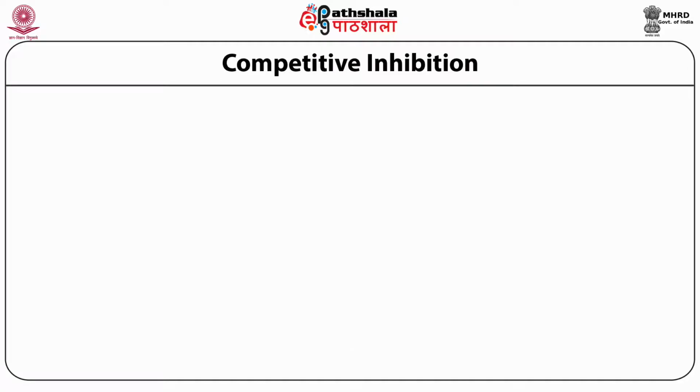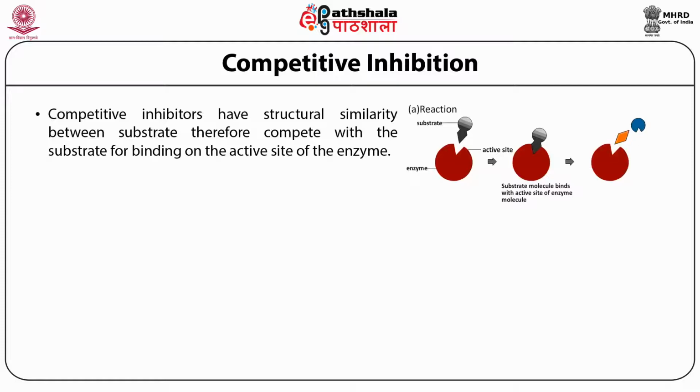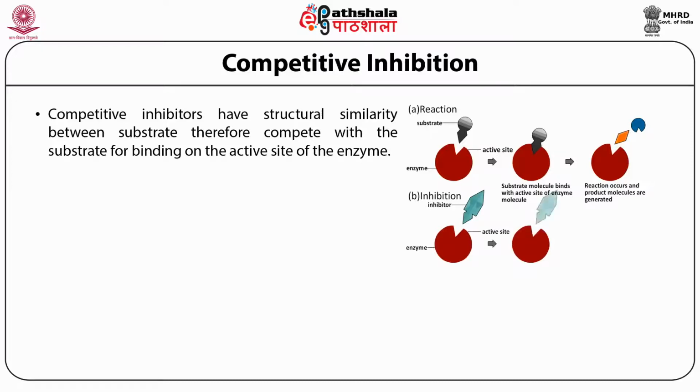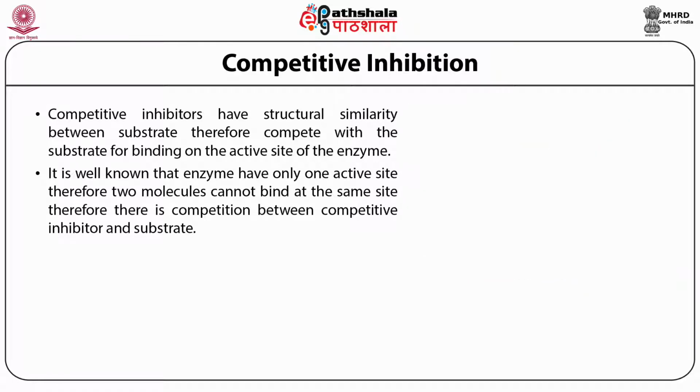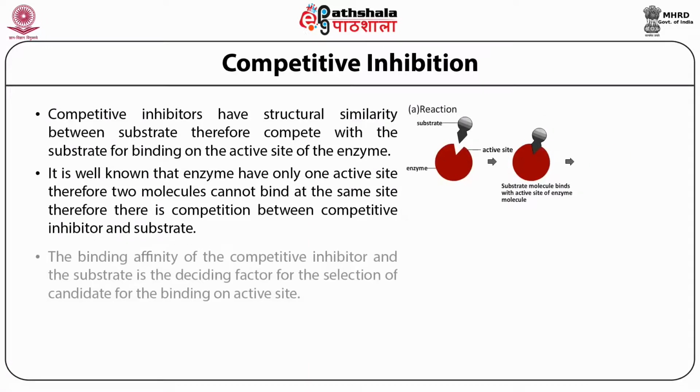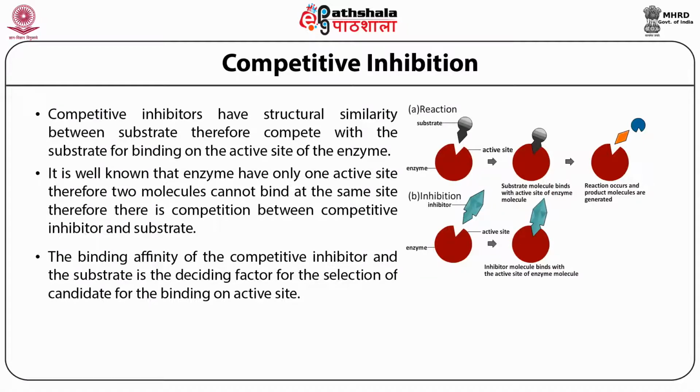This is the first type of reversible inhibition, where the competitive inhibitors are structurally similar to the substrate, therefore they will compete for binding to the active site of the enzyme. Therefore, the binding site of the substrate as well as the competitive inhibitor is common, so both will bind to the active site, and based on the binding affinity of the competitive inhibitor or the substrate, the candidate which will bind to the active site will be decided.